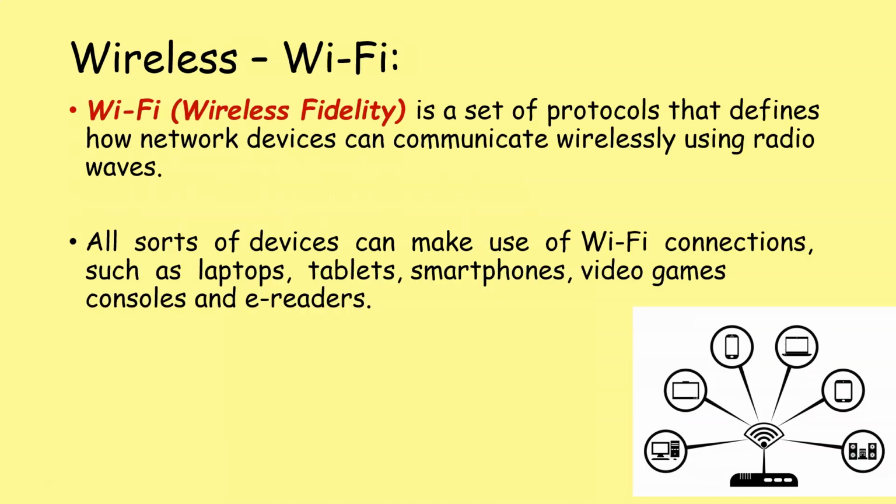Moving on, we've got Wi-Fi with wireless. Wi-Fi stands for wireless fidelity, and this is a set of protocols that define how network devices can communicate wirelessly using radio waves in the electromagnetic spectrum. All sorts of devices can make use of Wi-Fi connections. That could be laptops, tablets, smartphones, desktops, video game consoles, e-readers, anything you can think of really that you can add a computer chip to.